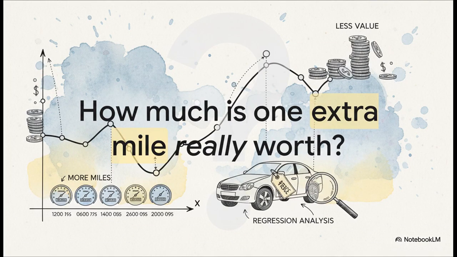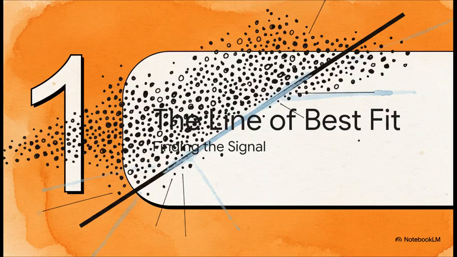Yeah, that's the real question, isn't it? It's not enough to just say, more miles, less value. We want to know exactly how much value is lost for every single extra mile on that odometer. And that is precisely the kind of question that regression analysis was built to answer. So to find our answer, we're going to use a tool called simple linear regression. Its whole job, its entire purpose, is to draw one single perfect straight line right through that cloud of data points. It's all about finding the signal in all that noise.